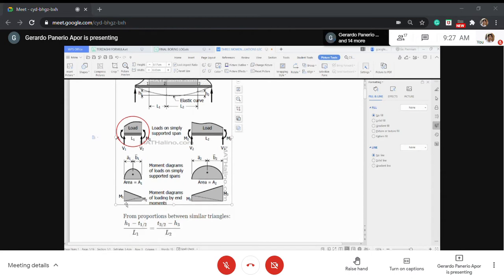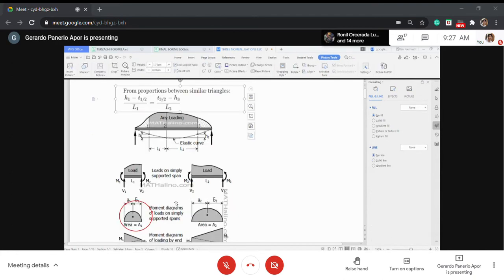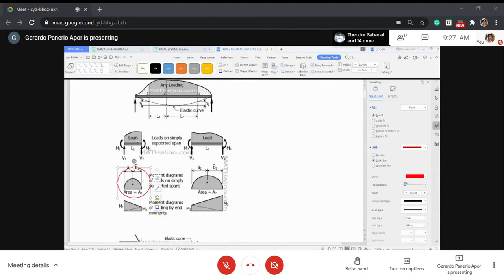And then these are what we call the moment diagrams of loading by end moments. No, basically we convert this load into a different form of moment, an equivalent moment. No, but you have to use end moments. Okay. So this one is the resulting moment diagram of any load. So this is just a representation, and this one is just a representation. Okay. These are the end moments, M1 and M2. And these are the unknowns that we are going to solve. This one, basically this one can be solved. This will be based on the loading above.